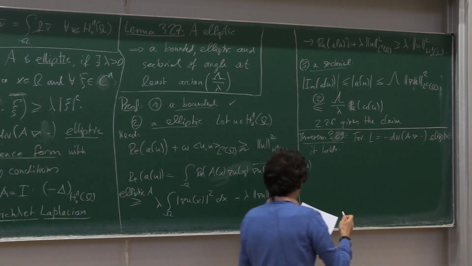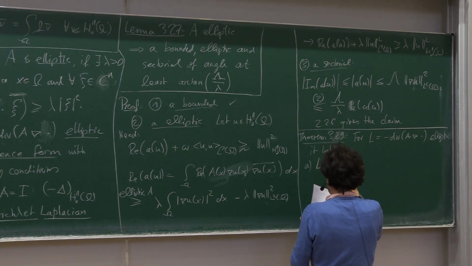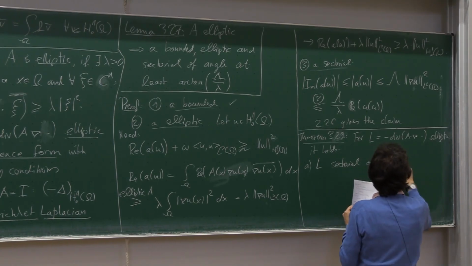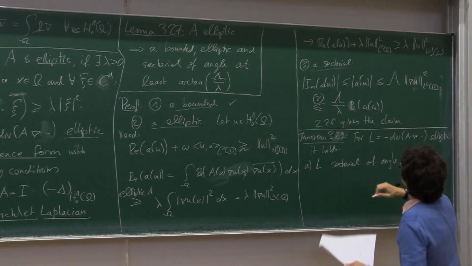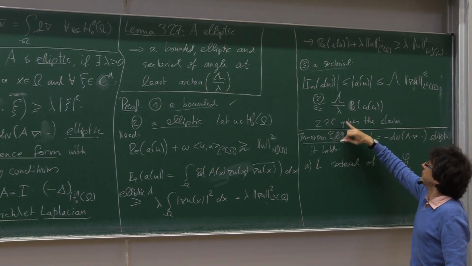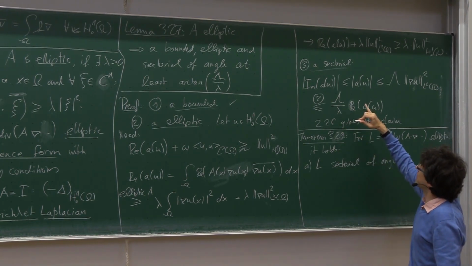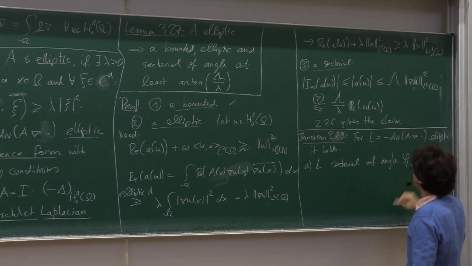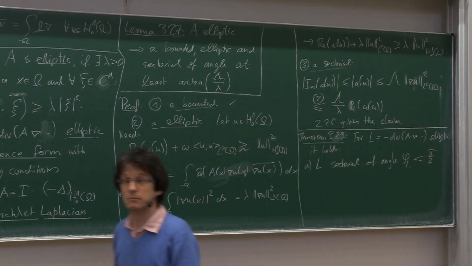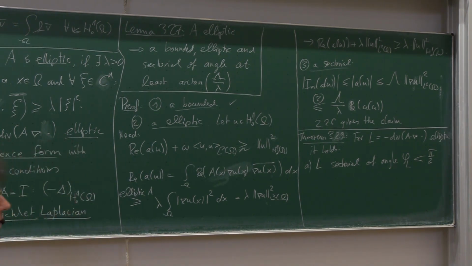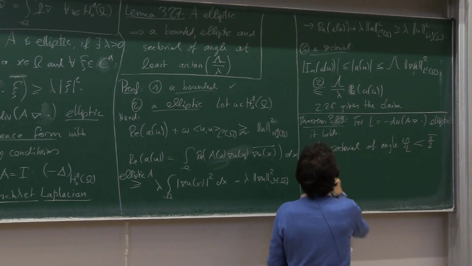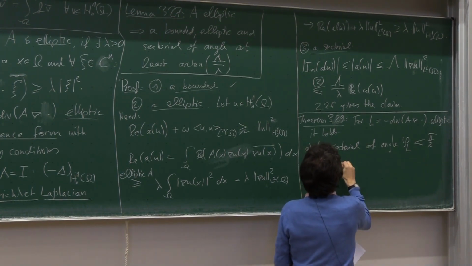So now we know that, for instance, L is also sectorial. And the sectoriality angle of L is the sectoriality angle of the form. This is arctangent of something, so it's surely strictly less than pi over 2. For every choice of small and capital lambda, you always have a sectorial operator of an angle less than pi over 2. We get that L is injective.